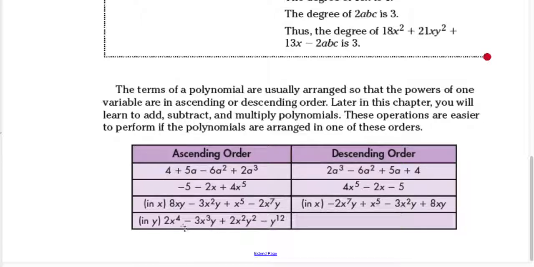Okay? And in terms of y this time, we only look at the variable y and arrange them in ascending order. So this one doesn't have a variable y, so that means this is 0, and this is 1, 2, and 12. Okay, and in descending order, we switch it now. We have negative y to the 12th now, plus 2x squared y squared minus 3x cubed y plus 2x to the 4th. Okay, so that's ascending and descending order.